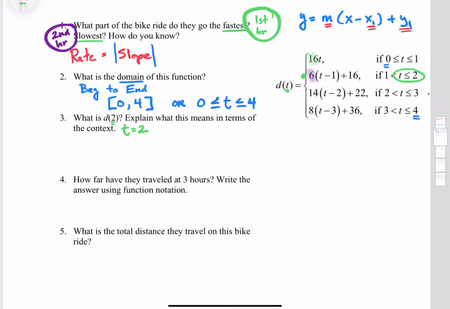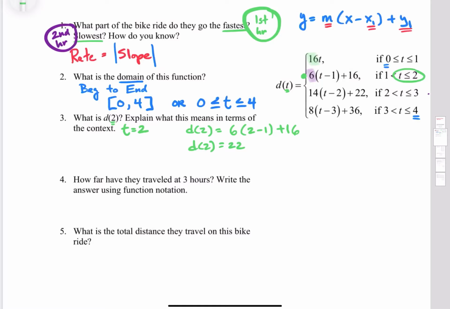So I'm going to take that 2 and substitute it into this equation. So if I substitute it in, d of 2 is now equal to 6 times (2 minus 1) plus 16. Well, 2 minus 1 is just 1, and 6 times 1 is 6, and 6 plus 16 is equal to 22. So now we have d of 2 is equal to 22.